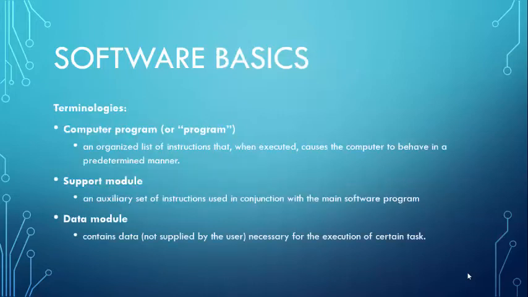A computer program, or program, is an organized list of instructions that, when executed, causes the computer to behave in a predetermined manner. Without programs, computers are useless. Support module: an auxiliary set of instructions used in conjunction with the main software program. Example, dynamic linked libraries. Next is the data module, which contains data, not supplied by the user, necessary for the execution of certain tasks.